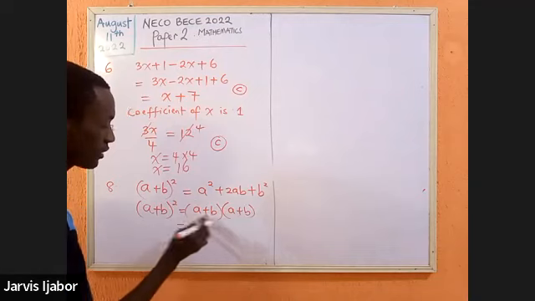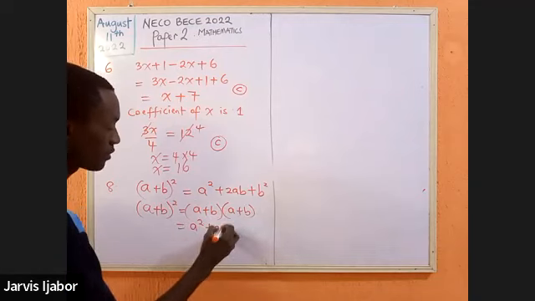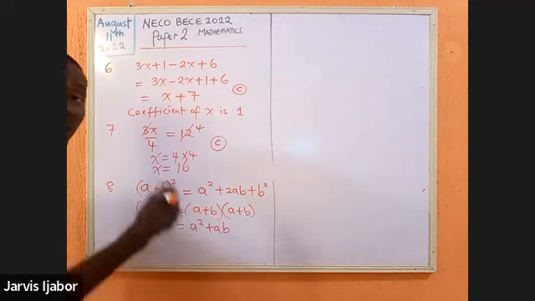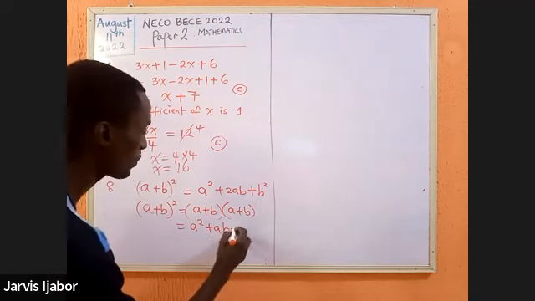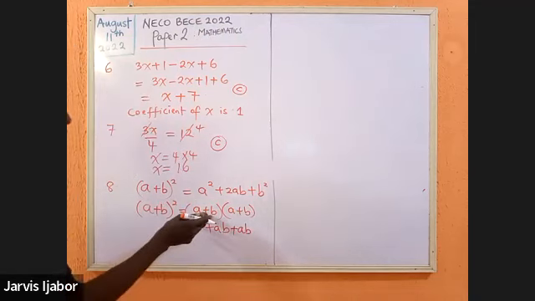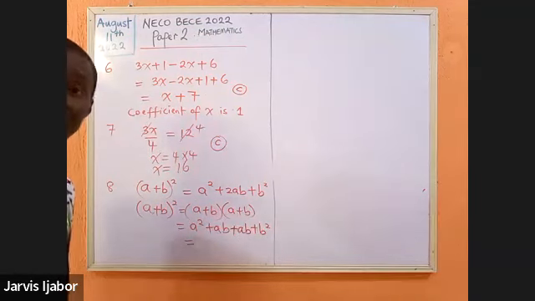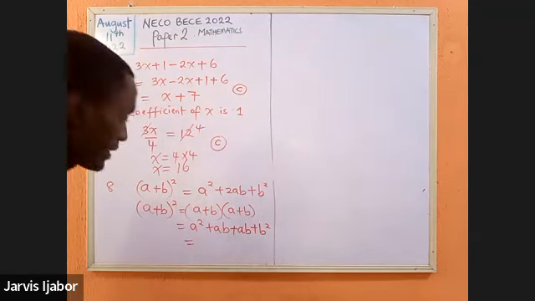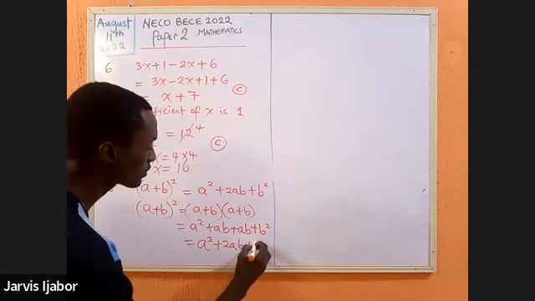What happens here? This multiplies this: A squared. This multiplies this: AB. This multiplies this: AB, because we write in the order of the letters of the English alphabet. So that will be what? AB. And this B multiplies B, and you get what? B squared. Collect like terms, add up terms that can be added. What you're going to have will be A squared plus 2AB plus B squared.